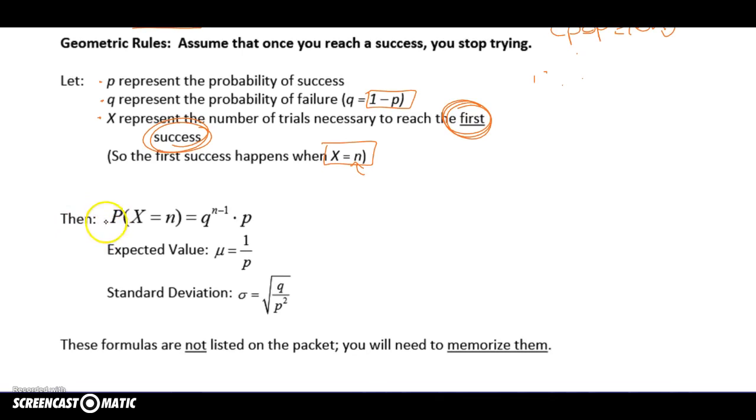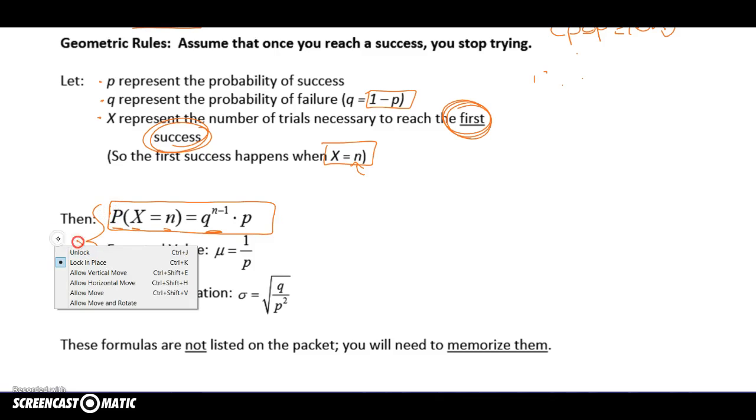So here are our 3 formulas. None of these are in your packet. Let's assume that you should know them. The first one would be the probability that your success happens on the nth trial. Well, that would mean that your first n minus 1 trials are all a failure. Just like the last one, it was our fourth at-bat that was a success. That means that the first 3, 4 minus 1, were a failure. So this is our general rule in conducting a geometric probability.